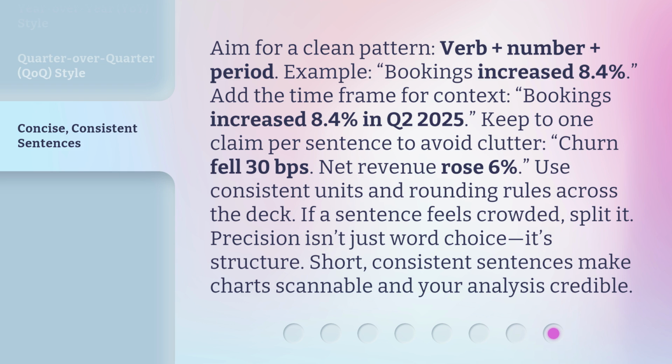Churn fell 30 basis points. Net revenue rose 6%. Use consistent units and rounding rules across the deck. If a sentence feels crowded, split it. Precision isn't just word choice, it's structure. Short, consistent sentences make charts scannable and your analysis credible.